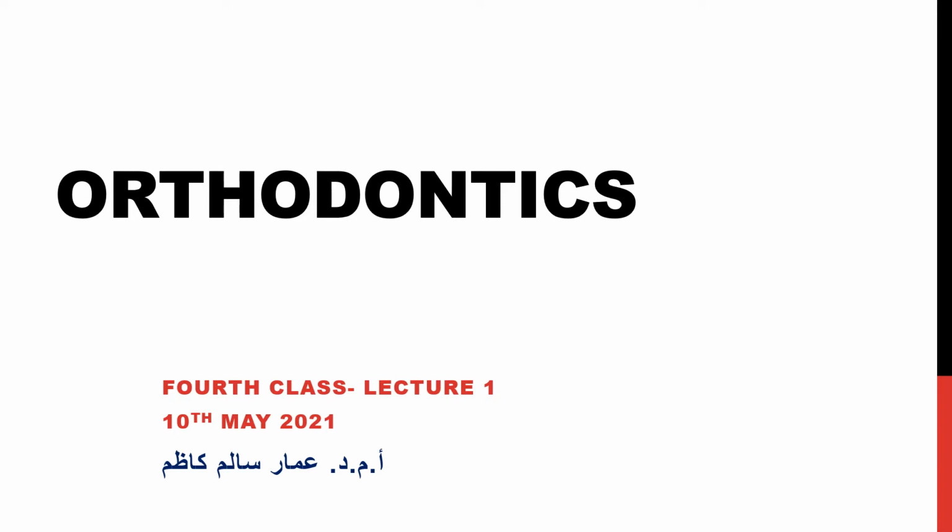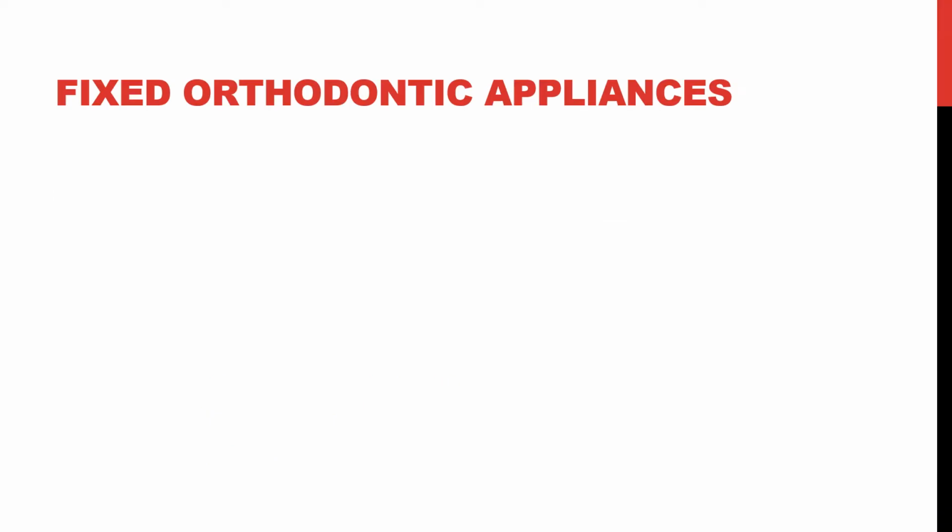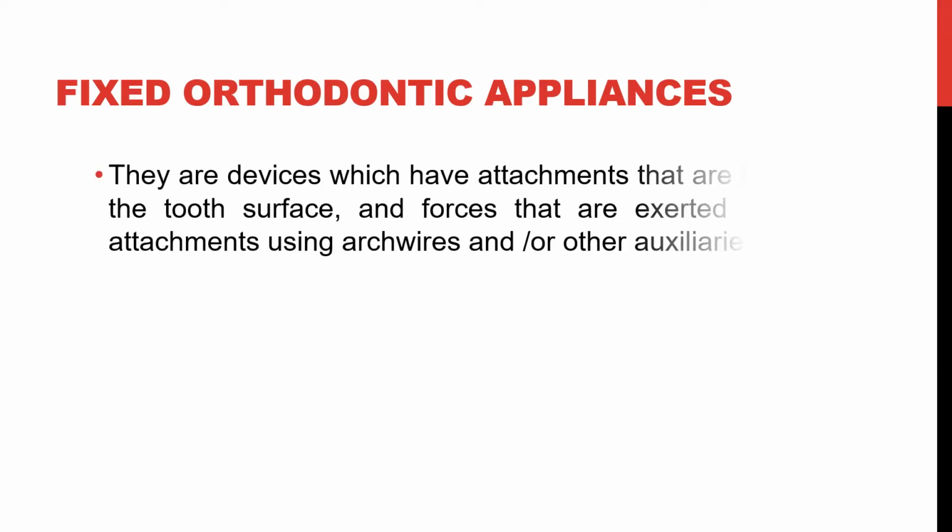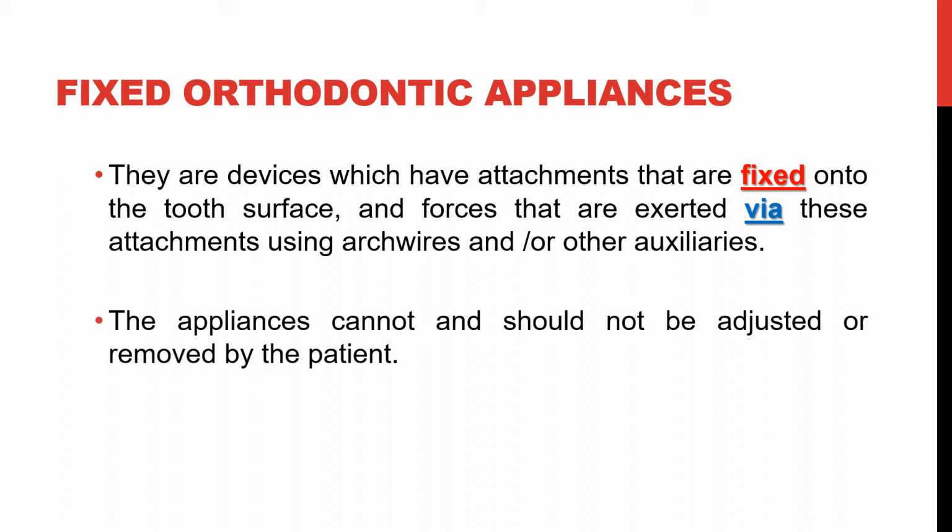Our lecture today is about fixed orthodontic appliances. So what are these appliances? They are devices which have attachments that are fixed onto the tooth surface, and forces are exerted by these attachments using arch wires and/or other auxiliaries. And by definition, the appliances cannot and should not be adjusted or removed by the patient.